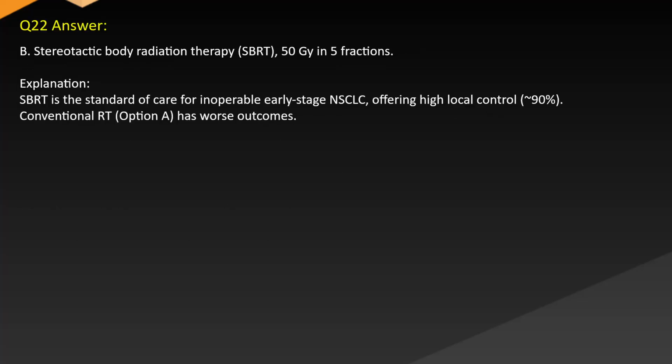Answer. B. Stereotactic body radiation therapy, SBRT, 50 Gy in 5 fractions. Explanation. SBRT is the standard of care for inoperable early-stage NSCLC, offering high local control, over 90%. Conventional RT, option A, has worse outcomes.